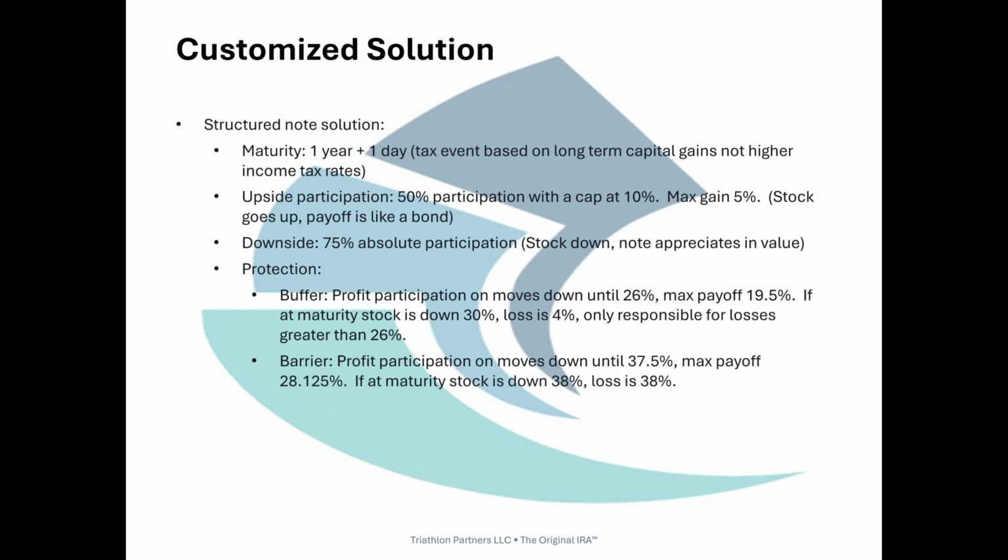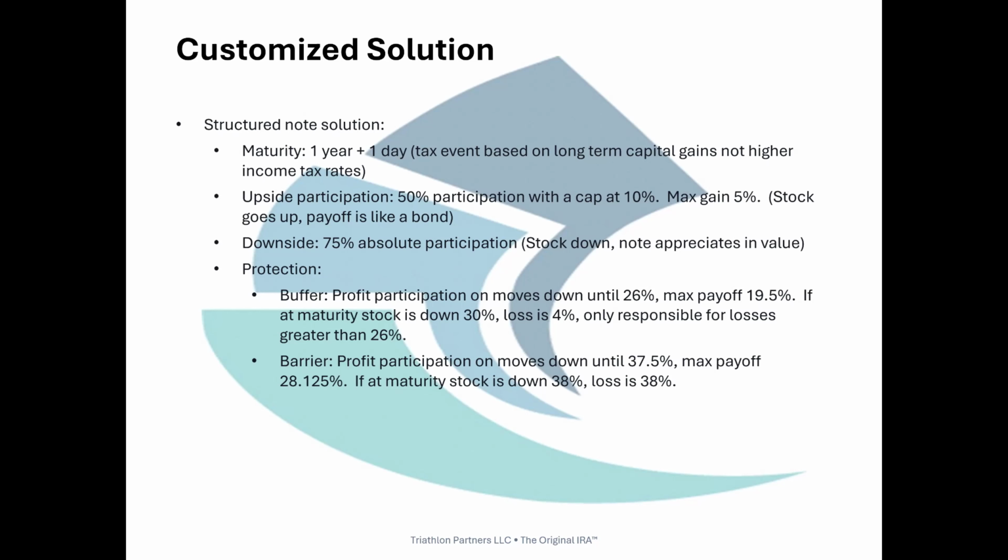Now, what type of protection are we going to have? With the buffer, a buffer would give us protection down to 26%, meaning that if we got down to almost 26%, 75% of that is you would be up 19.5% on the note. But if at maturity it's down more than 26%, let's say 30%, you would actually lose 4%. The barrier level is 37.5%. If you don't think the stock is going to go down that much, maybe this is the better version for you. And the max payoff would be a little bit over 28%. The stock is down at maturity.